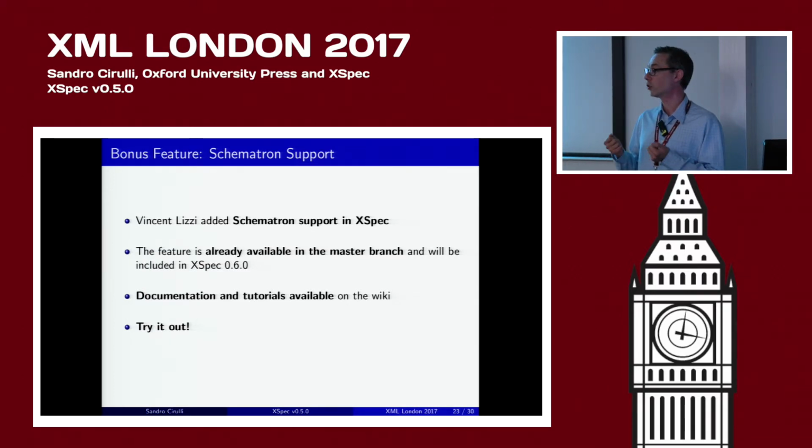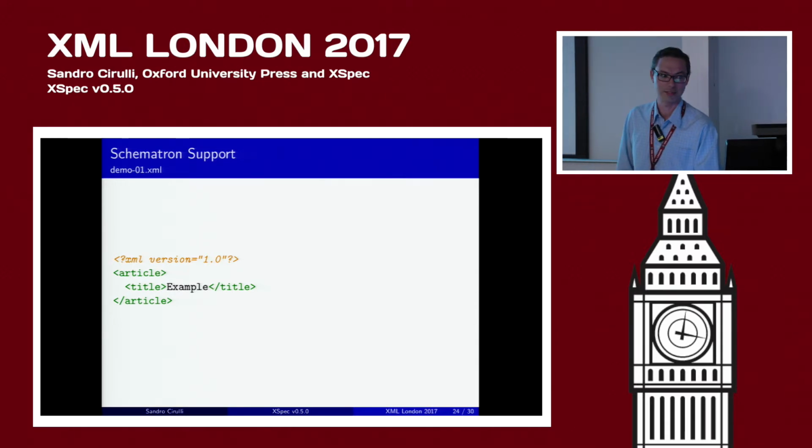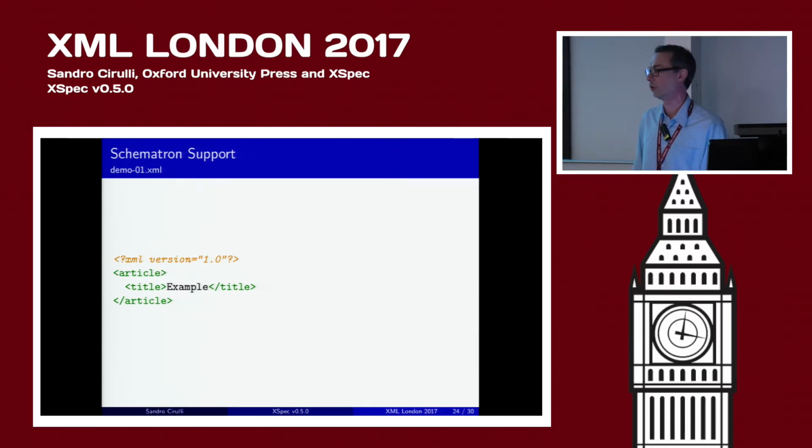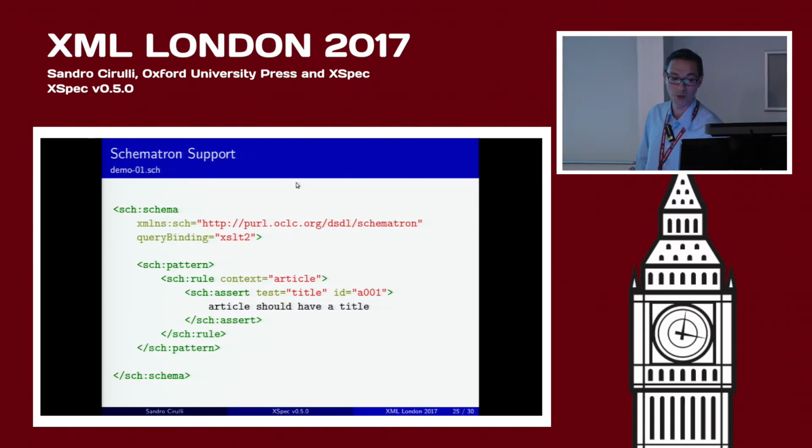So I really encourage all, I know there are schematron experts in this room, please try it out and give it a go. I'm going to give you another very trivial example. Let's say you've got this very basic XML document, an article with a title in it. You have this schematron rule, which gives you an assertion with the ID 8001 that an article should have a title. That's your basic assertion.